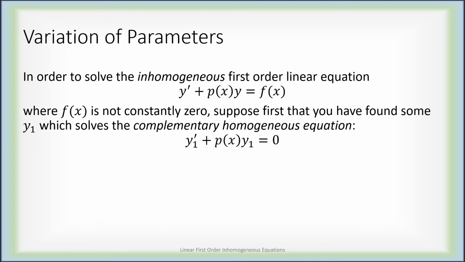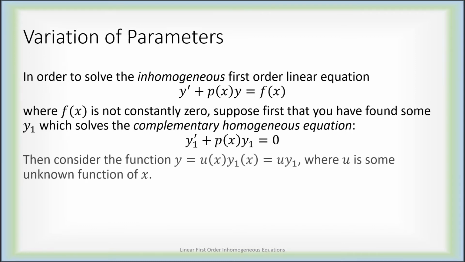So having started with this inhomogeneous first-order equation, if we replace what's called the forcing function on the right with 0 and turn it into a homogeneous equation, we know how to solve that. We did it in the previous video. So let's presume we've already done that work and we have found a single solution, y sub 1, to the homogeneous equation, which is called the complementary equation.